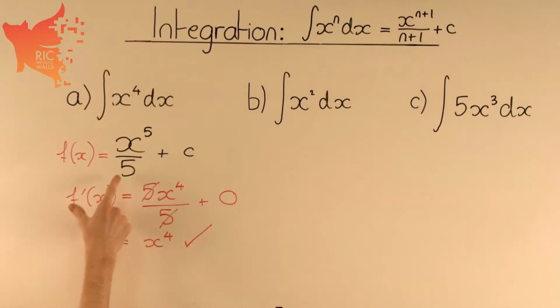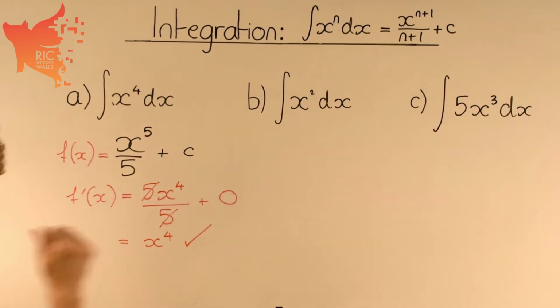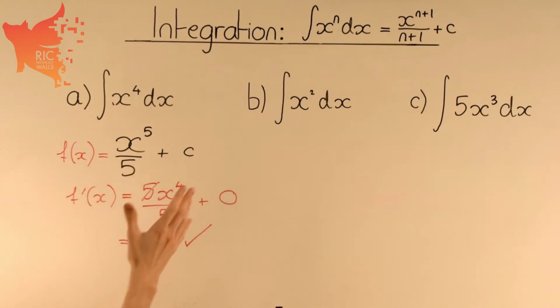Okay, so we've checked that when we differentiate our answer, we get back to the original question of x to the power of 4, which is good because integration is supposed to be the opposite of differentiation, which means we've done this correctly. On to the next example.